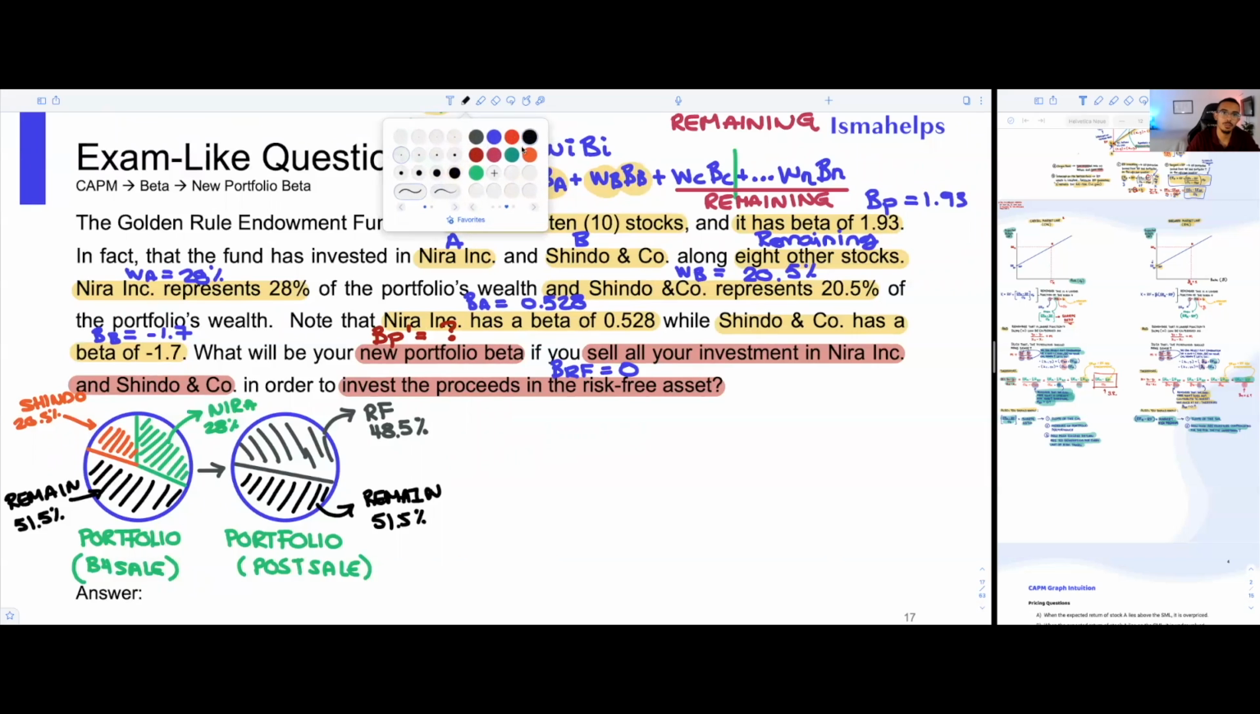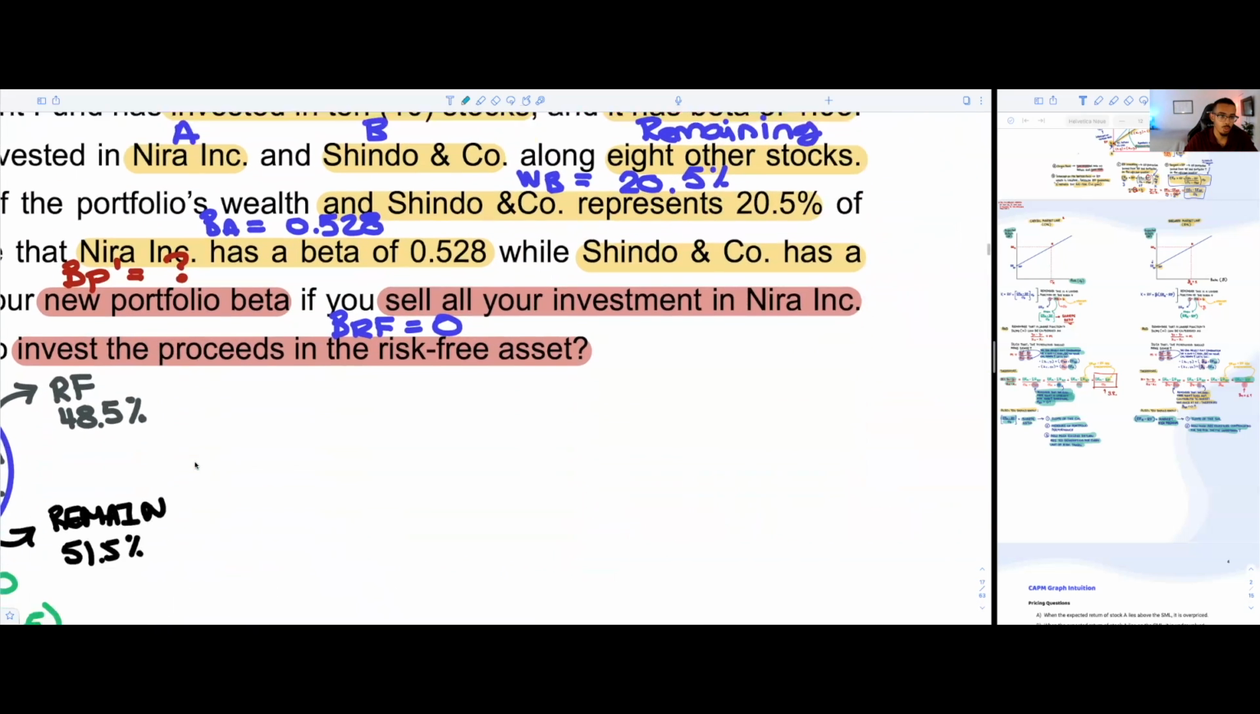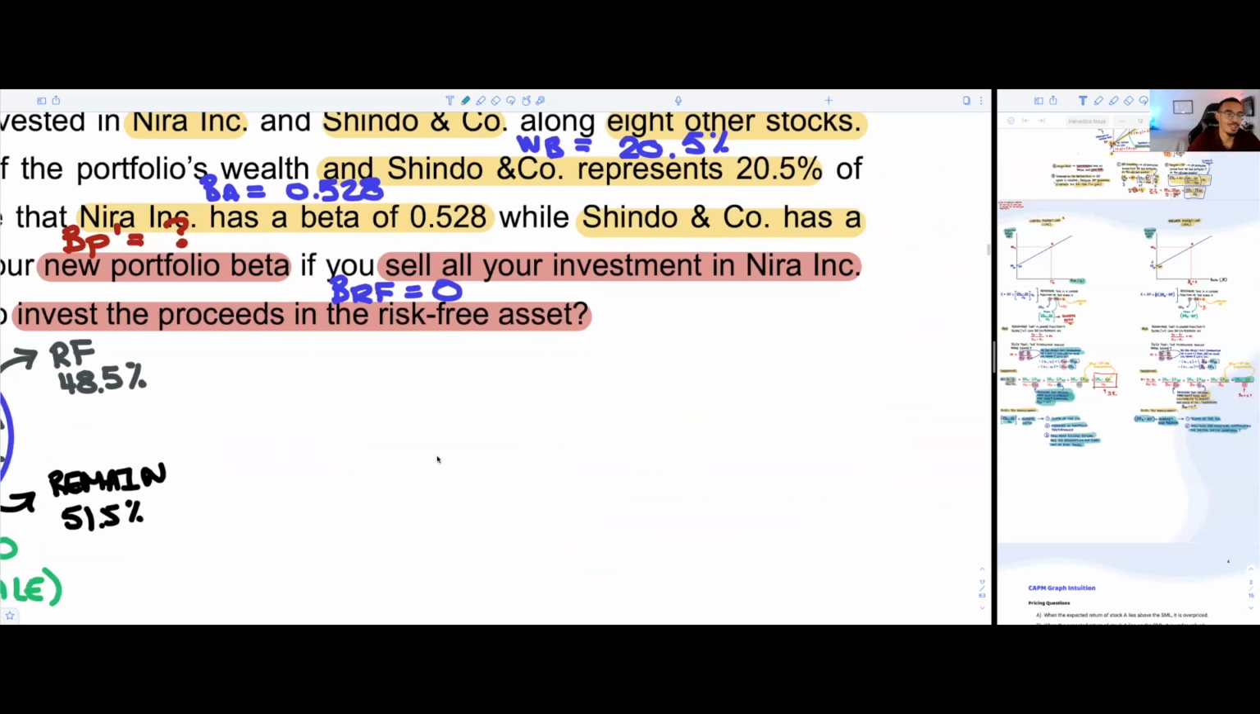Okay, so I guess we could call this part... I'm trying to figure out what color I'm going to use. That's my issue right now. So we're going to display what happens once we invest. Well, before we do that, we need to find the remaining 8 betas. What do they represent? So beta of the other 8 stocks. You can write it like this as being part A.